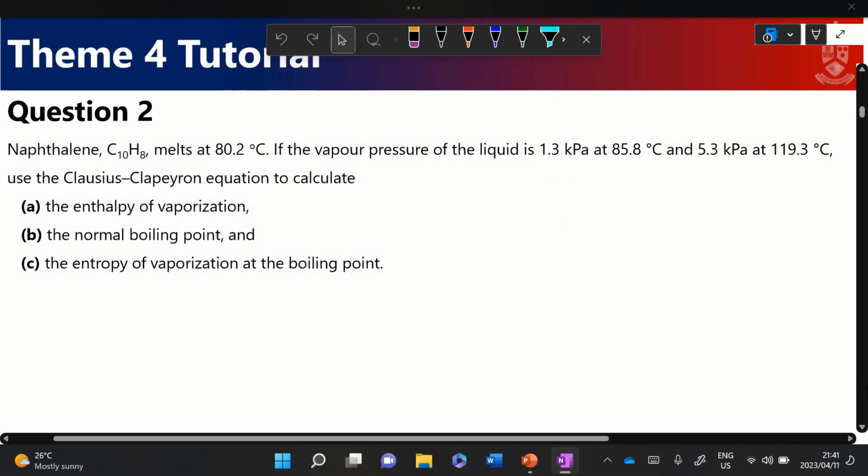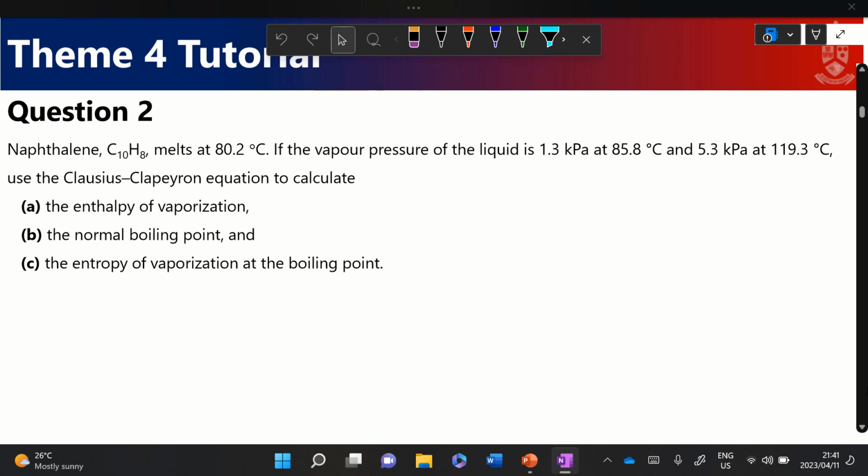Alright, so question 2 of the tutorial says we're looking at naphthalene, which melts at 82.2 degrees Celsius. Of course, that's its natural melting point. And then it says the vapor pressure of the liquid is 1.3 kilopascals at 85.8 degrees Celsius and 5.3 kilopascals at 119.3 degrees Celsius.